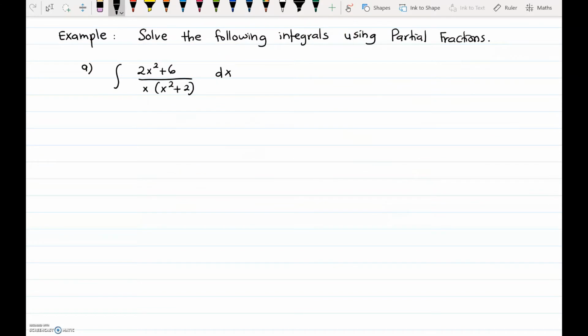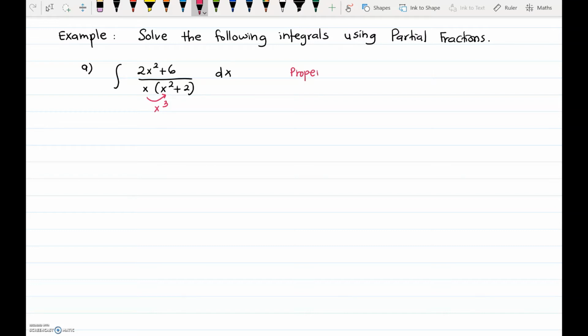Okay, let's look at the first example. Solve the following integrals using partial fractions. The first one: integrate (2x² + 6) divided by x(x² + 2). Firstly, we need to identify the type of the function. It is a rational function. Next, we identify whether it is an improper or proper rational function. Your denominator, when you expand it, is actually x to the power of 3. That means your rational function here is a proper rational function.